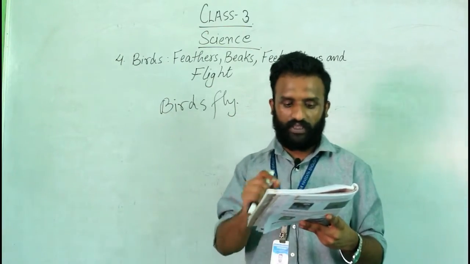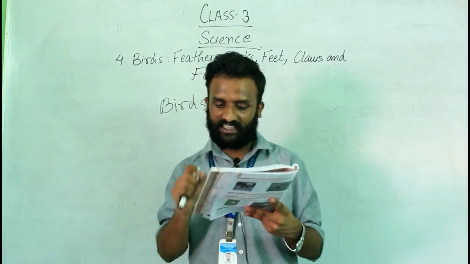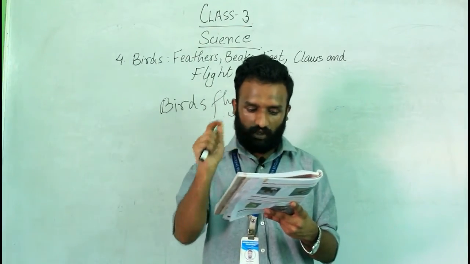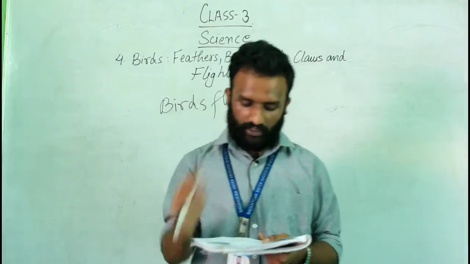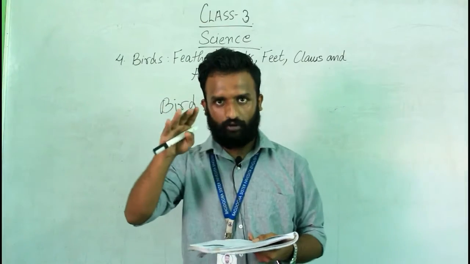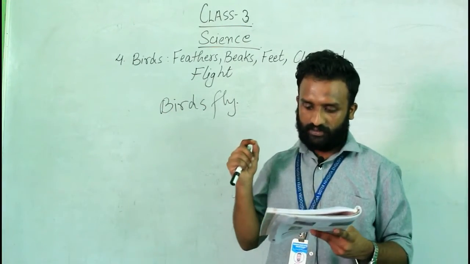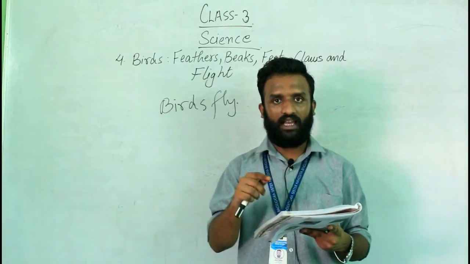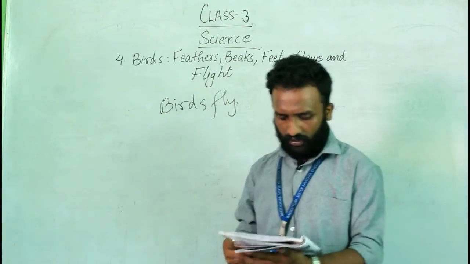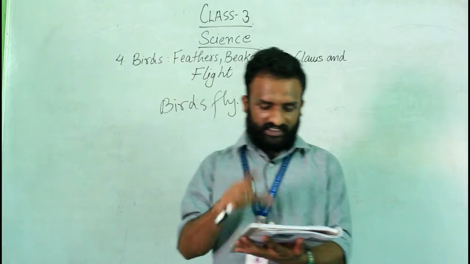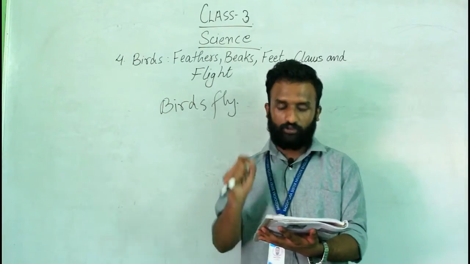Feathers covering the wings help in flight, while the tail helps to change direction while flying. So the feathers covering the wings help in flight, and the tail which the birds have helps to change direction while flying. This is how the features are of the birds who fly.